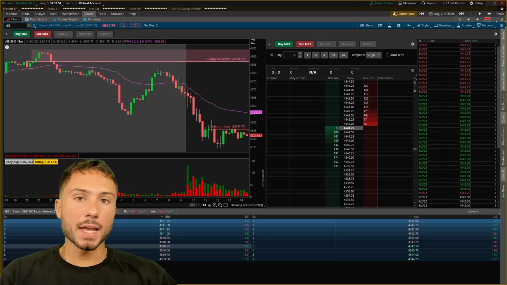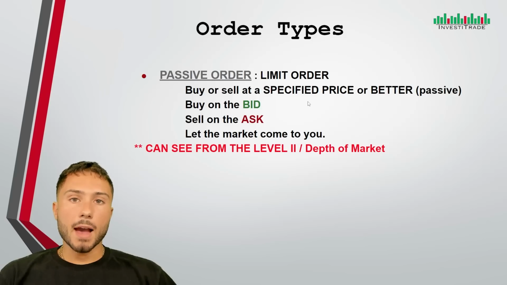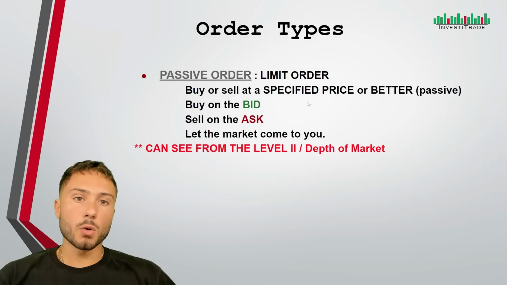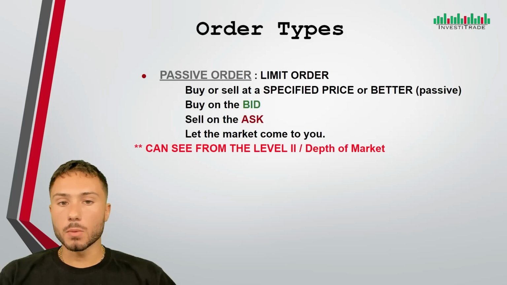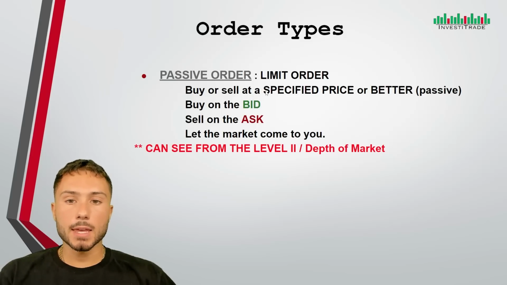But now let's get right into this video. So the first thing we have to understand is different order types in the market. The first order that we talk about is a limit order, and this is what I call a passive order. I'm sure a lot of you watching this have seen what a limit order is versus a market order. A limit order essentially makes you buy or sell a specific stock, Forex, future contract, or crypto at whatever specified price you're looking to buy at or better.